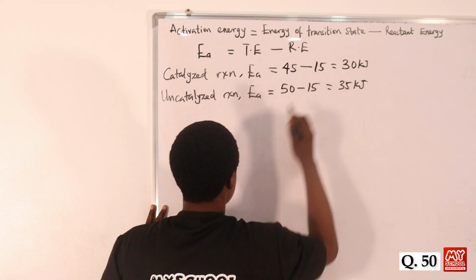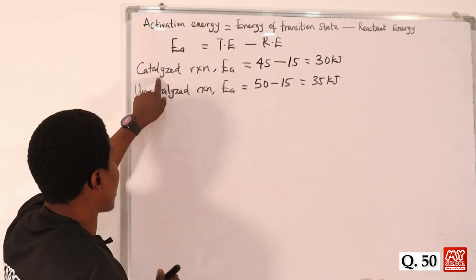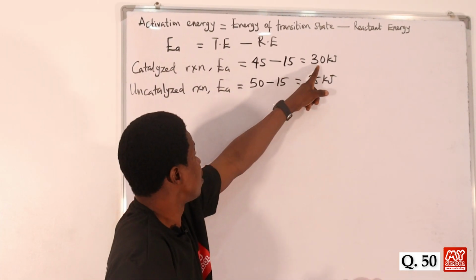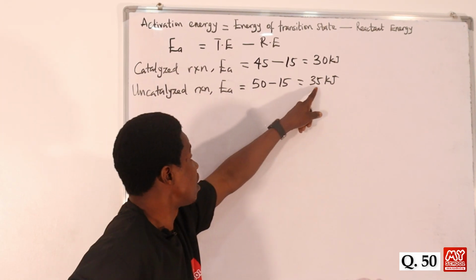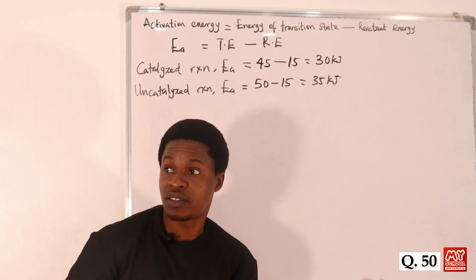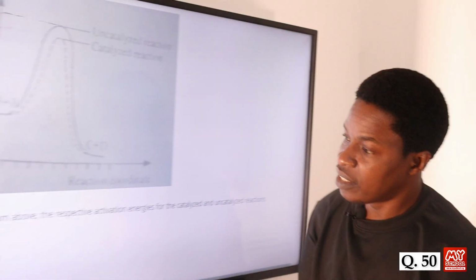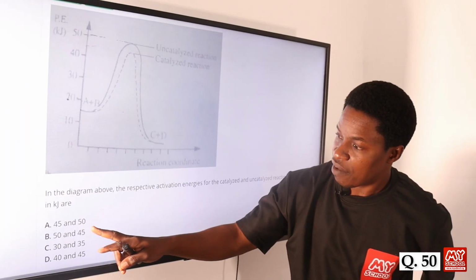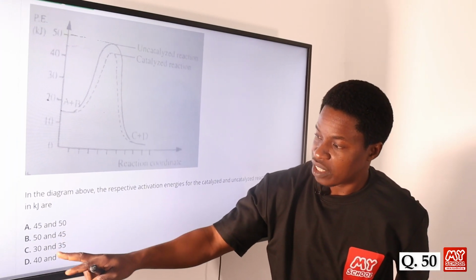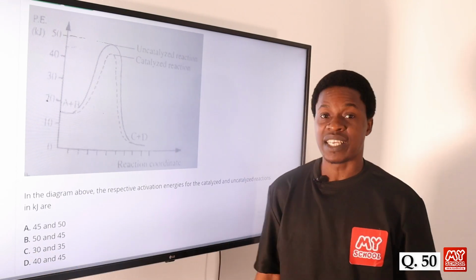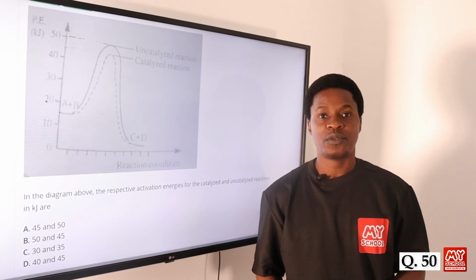So the activation energy for the catalyzed reaction is 30, and for the uncatalyzed is 35. So 30 and 35. Let's go back to the options we have. 30 and 35. We have 45, 50, 50, 45. Okay, 30 and 35. So option C. So the correct answer actually is option C.